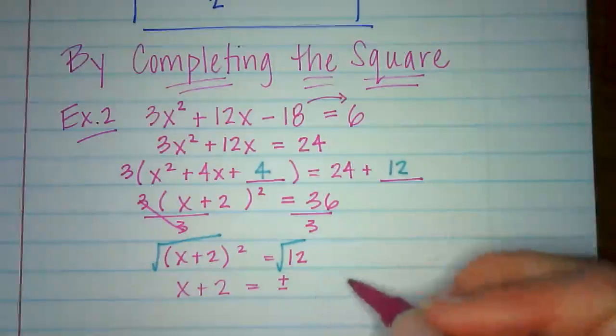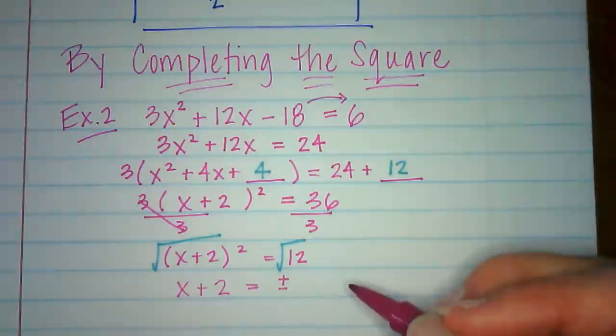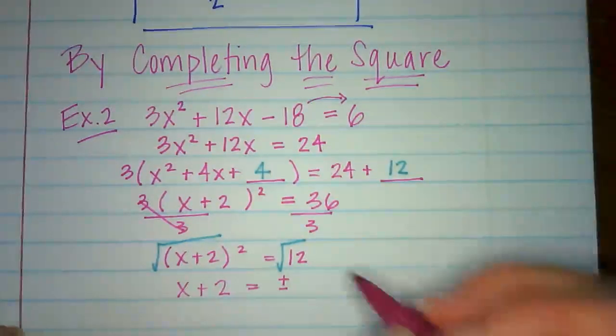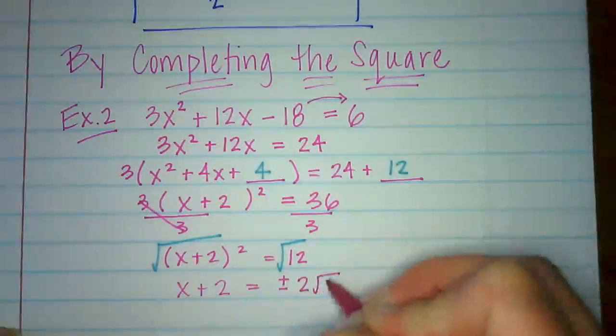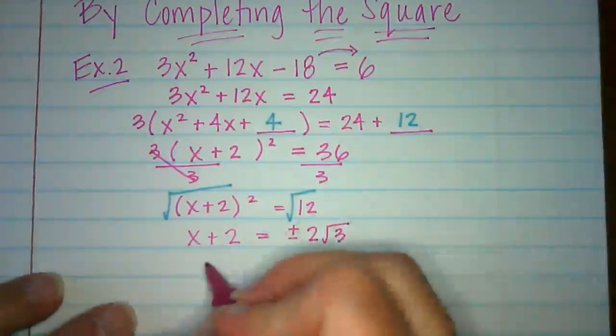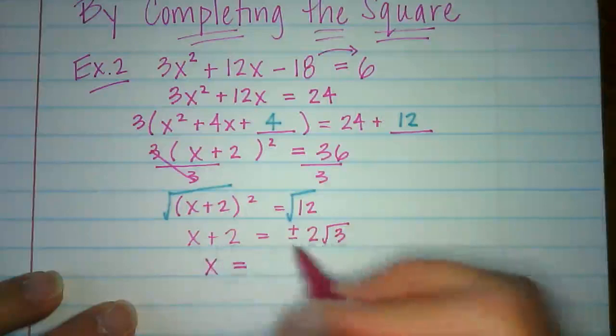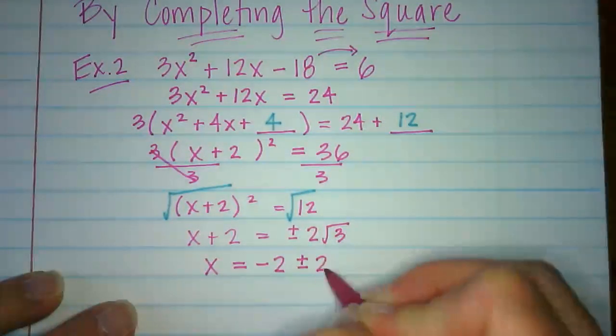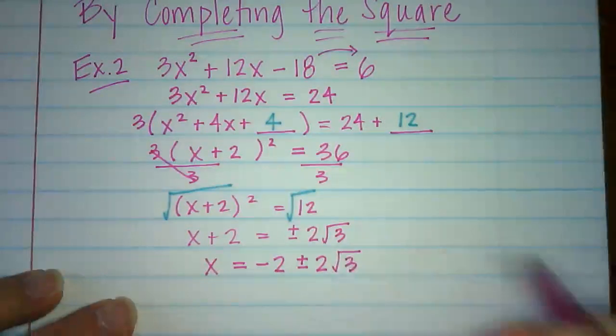This is going to be square root of 12, but I know I can simplify square root of 12. We can split that into 4 and 3, so that would be 2 root 3. So now just to finish, x gets by itself, we need to subtract 2 from both sides. So negative 2 plus or minus 2 square root of 3.